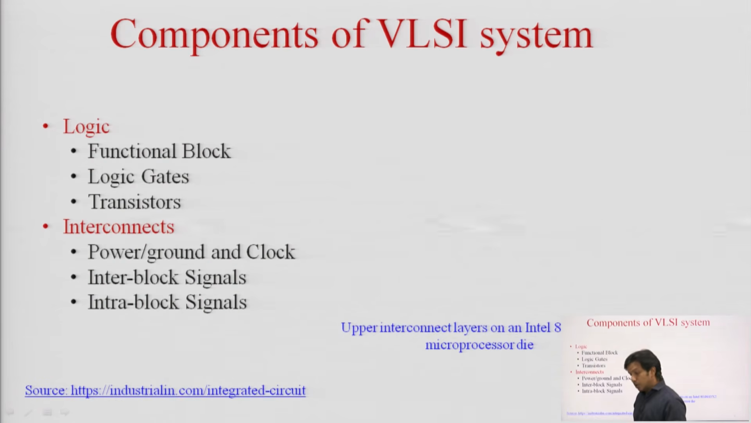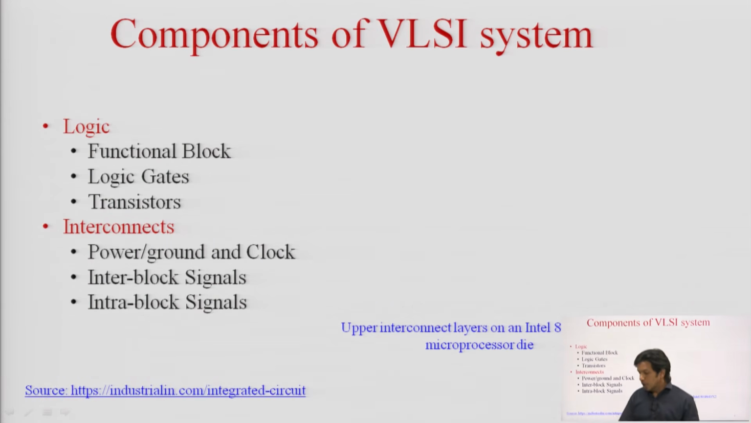So, in the logic blocks we have functional blocks, logic gates and transistors, whereas interconnect can be used to carry the power supply or the ground supply throughout the integrated circuit, or to transport signals between the blocks, whether inter-block or intra-block, that you can also do.